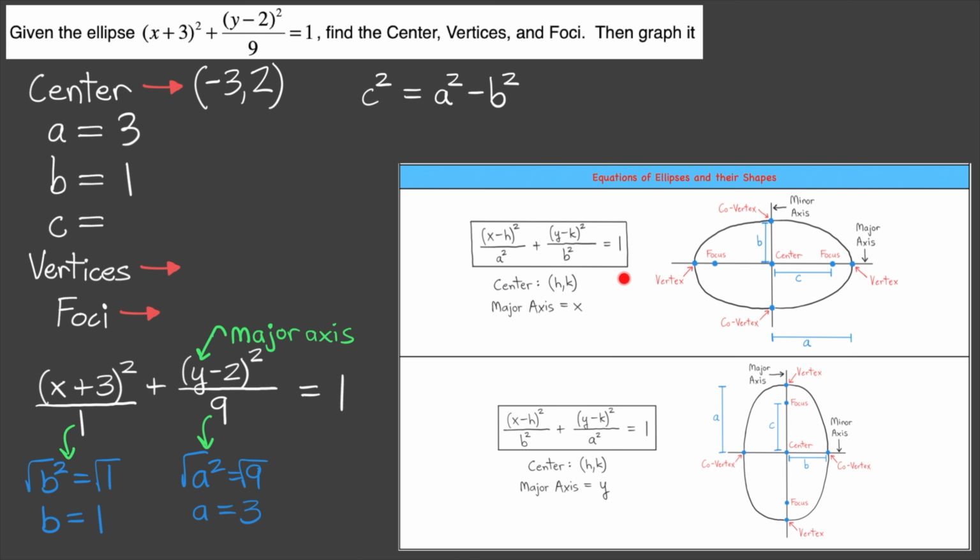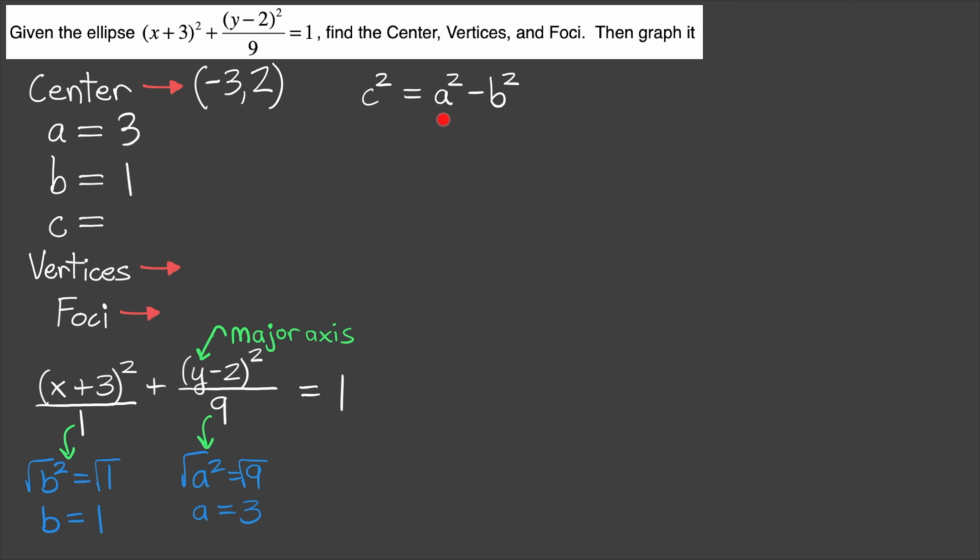Now I'm going to erase our chart here so we have room to work. And what is a squared? Well, a squared is 9. And b squared is 1. So we're going to plug in 9 and 1 for a squared and b squared and solve for c squared. So we have 9 minus 1. So c squared equals 8. Take the square root. So c equals the square root of 8.